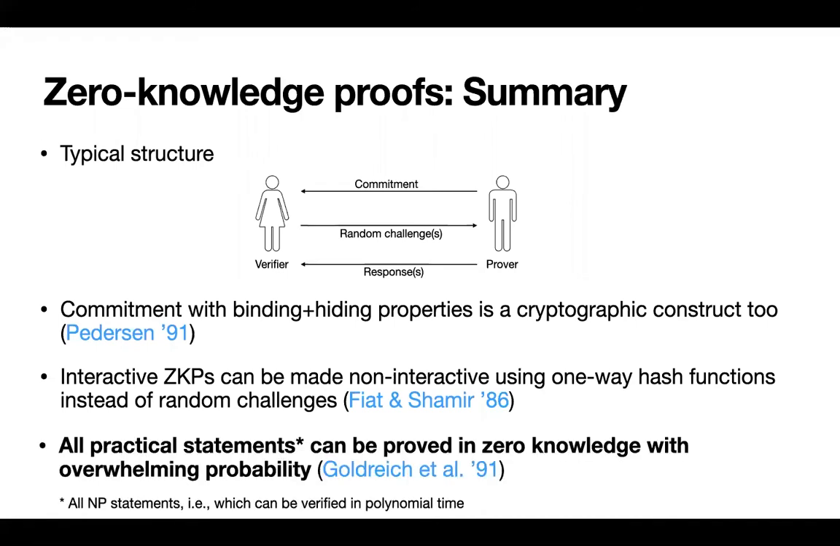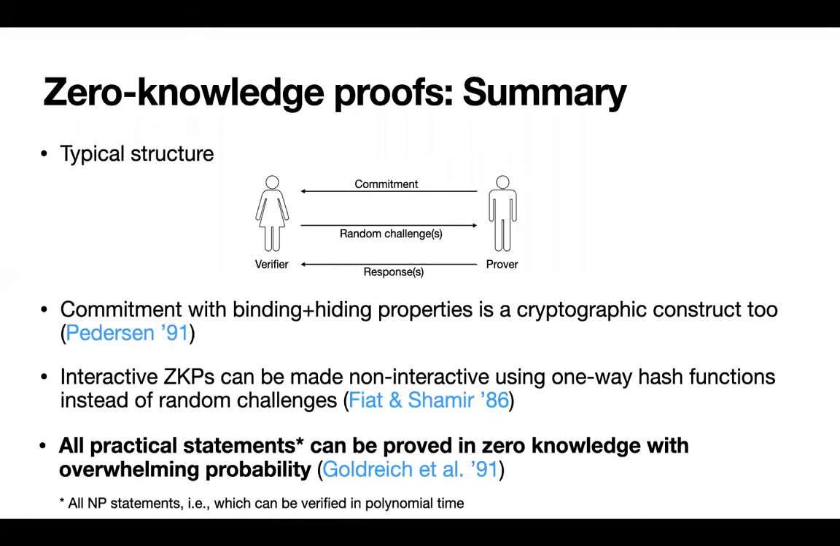But the most important thing to take away is that you might think that this is a silly example, but actually all practical statements can be proved in zero knowledge with this overwhelming probability. So that is a very strong statement. And just for people who are a little more technically oriented, all practical statements means all NP statements, that is, which can be verified in some polynomial time. But I'm not going into those details. You can think of it as everything which is verifiable easily can be proved in zero knowledge.